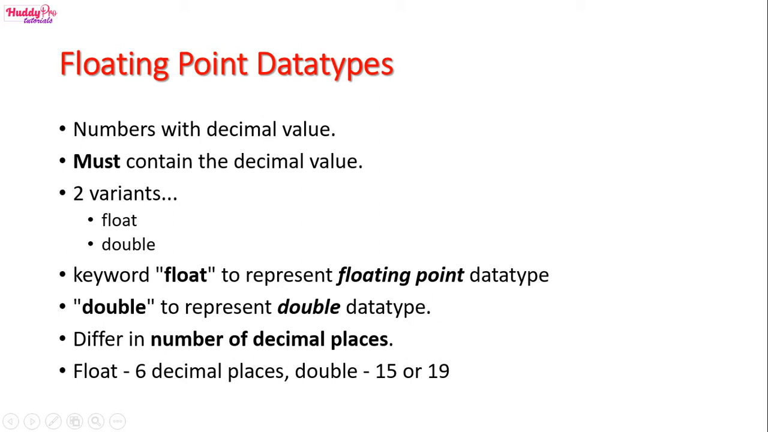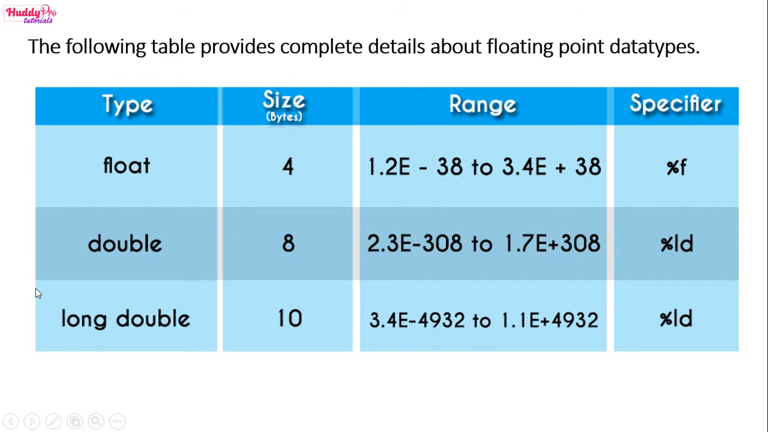The floating point data type and the double data type are similar, but they differ in number of decimal places. For the floating point value, we shall have 6 decimal places, that's the maximum, whereas the double value contains 15 to 19 decimal places. This table still provides complete details about floating point data types. These are their different sizes, and these are the specifiers.